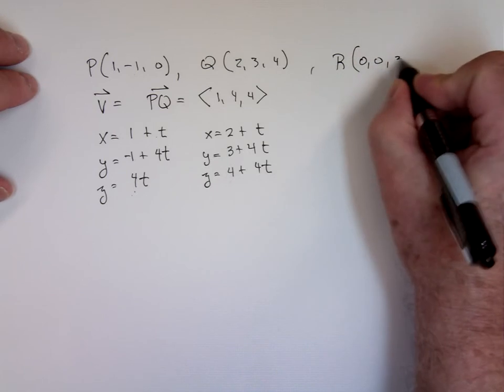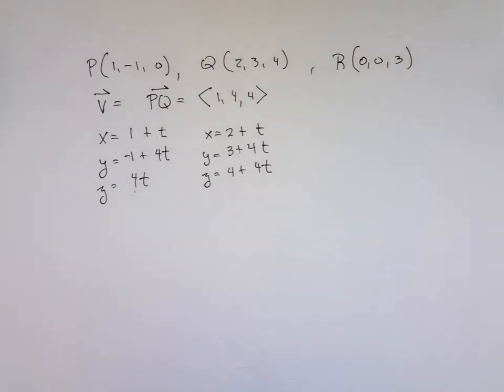Okay, so those are 3 points. For the equation of the plane, you're going to need 2 pieces of information: a normal vector and a point. Well, we've got 3 points. You've got plenty of points here, but we need a normal vector. Where are we going to get a normal vector?